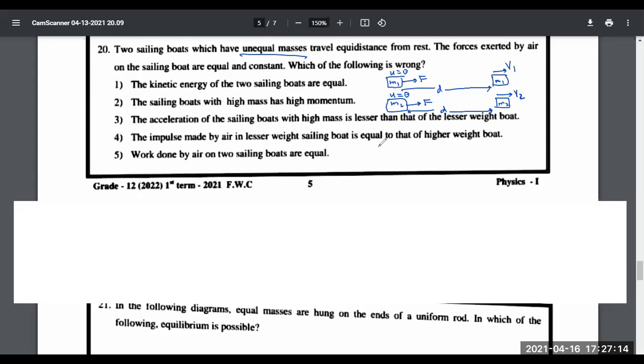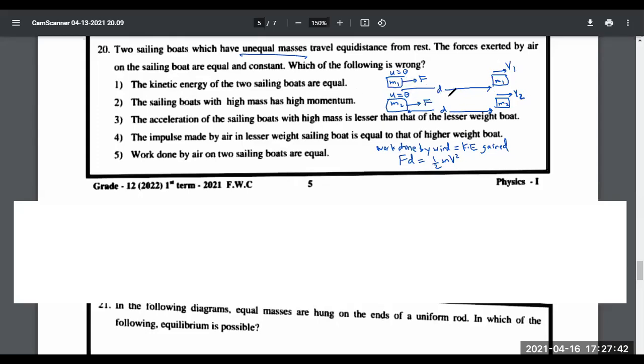You can say work done by wind is equal to kinetic energy gained, correct? So what is the work done by wind? That is Fd. And what is the kinetic energy gained? Half mv squared, if you write a common equation. All right. So what can you say about kinetic energy?